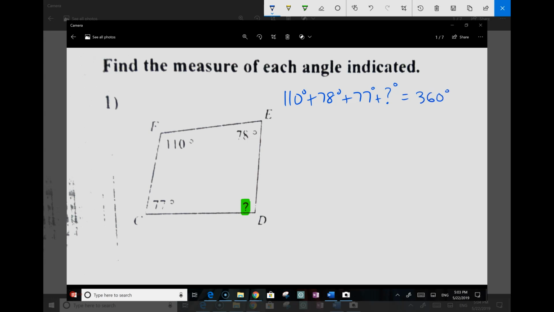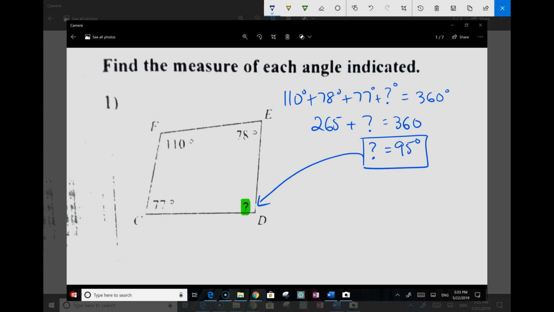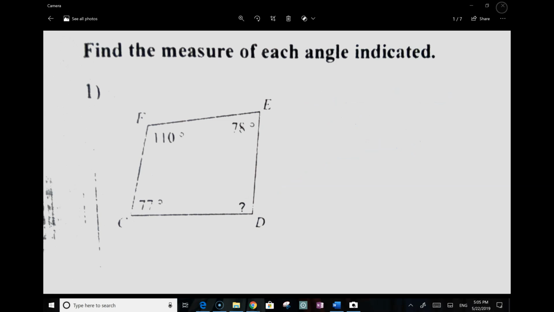Now at this point, all you have to do is a sum of everything. So 110 plus 78 plus 77 would equal 265. So 265 plus that question mark, all that together makes 360. And if you simply deduct 265 from 360, what you would get is 95 degrees. And the value of that question mark is 95 degrees. Okay, and with that, that is the end of this question. What is the value of that angle? 95 degrees. Okay, let's move on to the next one.